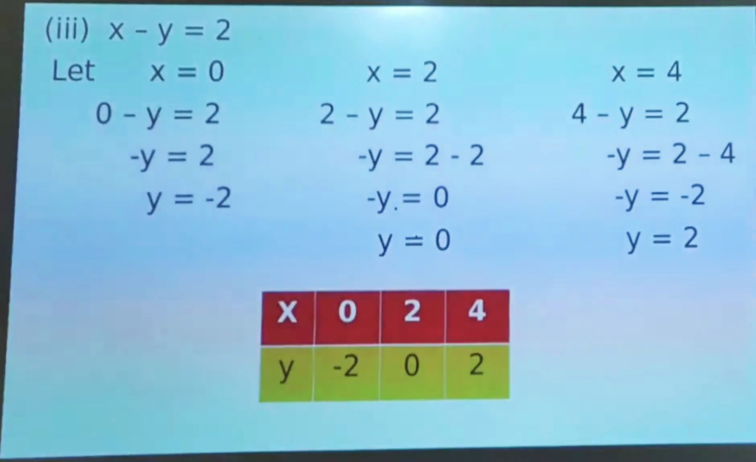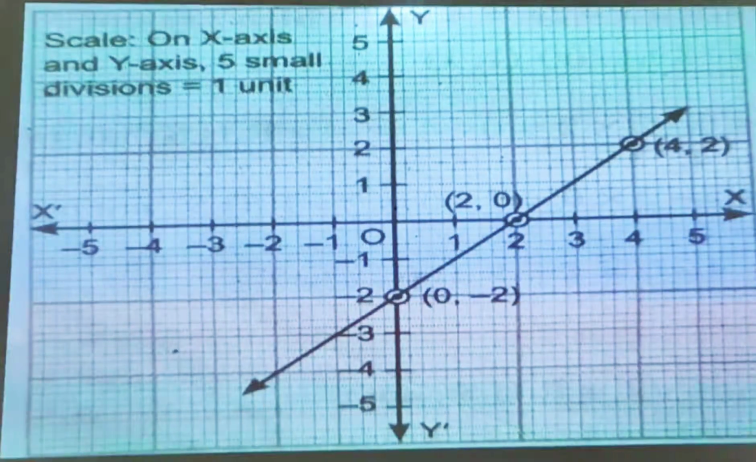Now we write each pair of solution in the box. So we have to write in the box: when x is 0, y is minus 2. When x is 2, y is 0. And when x is 4, y is 2. Now let's draw the graph for the same. So on the xy axis, we plot the given pairs of solutions. You can see the first point, that is (0, minus 2). You can use your coordinate geometry part. You have done that.